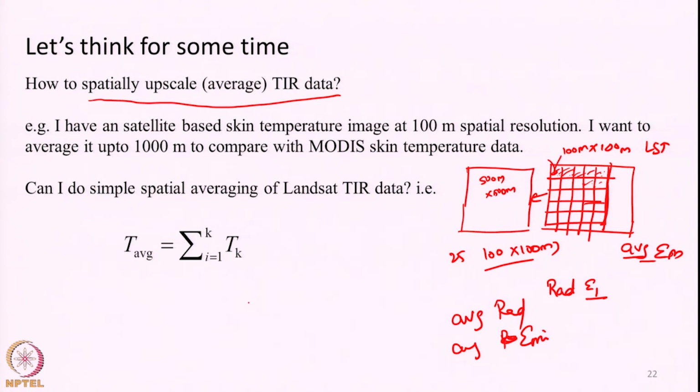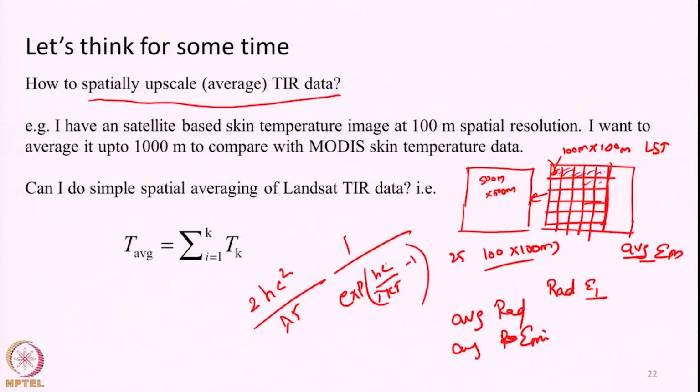Using this average radiance and this average emissivity, substitute them in the inverse Planck's function. This is how Planck's function will be. Substitute the average radiance here, and the average emissivity here. Take these average values and invert this equation to calculate the temperature T. So, this is how we have to upscale the satellite data.